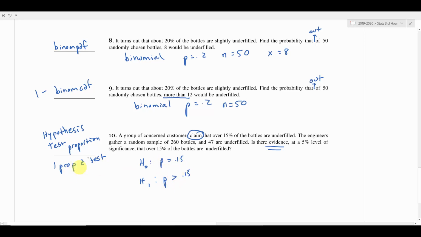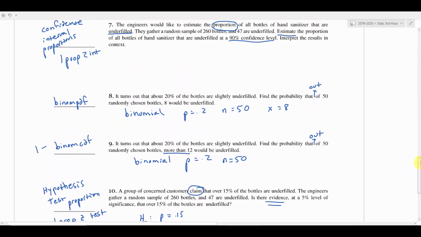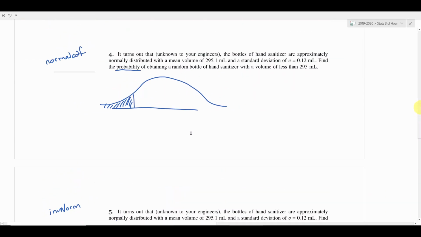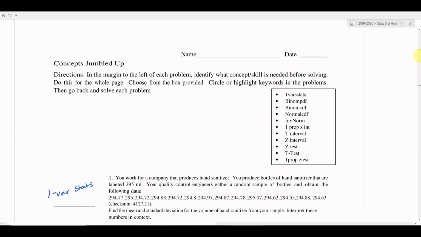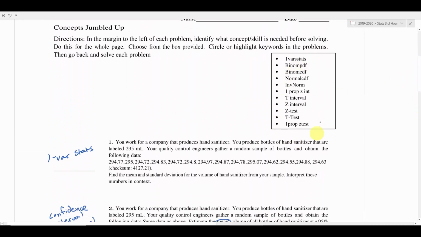And then you would go and run your 1 prop Z test with the information that they give you in the problem. All right, guys, hopefully that was helpful running through the Concepts Jumbled Up worksheet. Like I said, it should run you through the entire gamut. Trying to get all of these on one worksheet is a difficult thing to do. It's also difficult to stretch your mind over all of the things that we've done this semester, because we've done a lot.